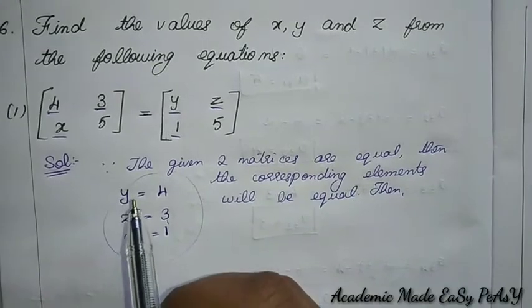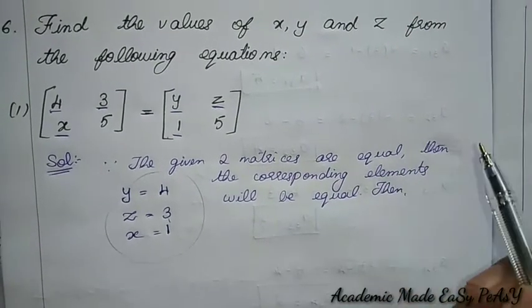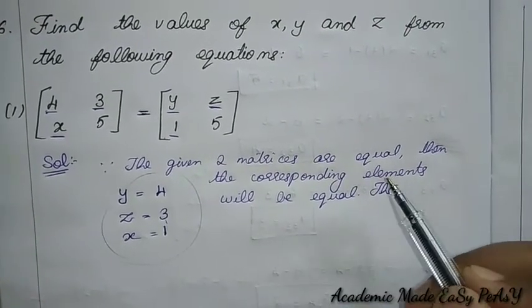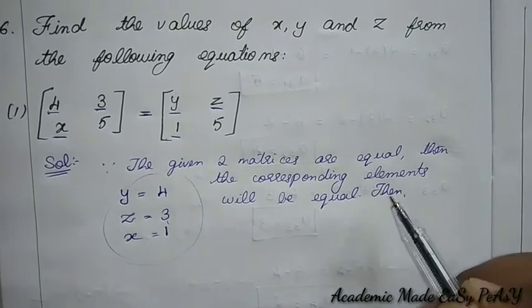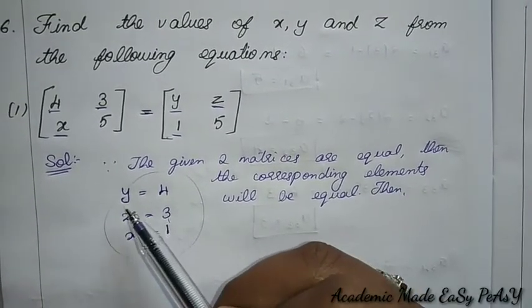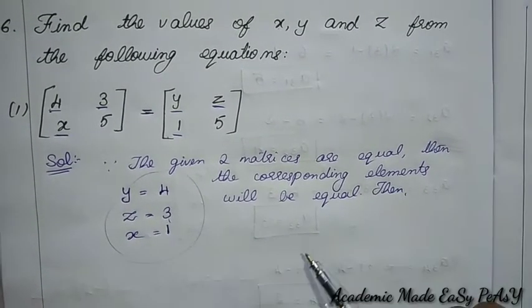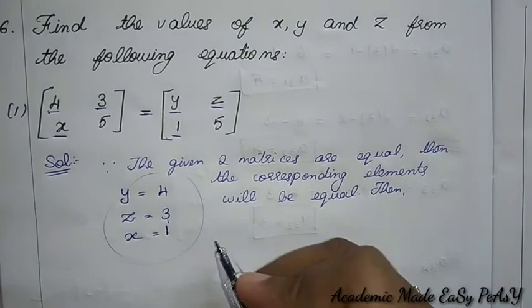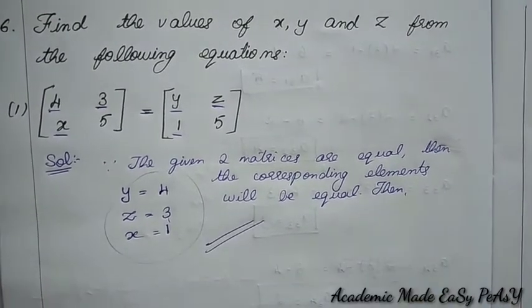So first you have to write, since the given two matrices are equal, then the corresponding elements will be equal. So taking that, we got y is equal to 4, z is equal to 3 and x is equal to 1. So with this subdivision is over.